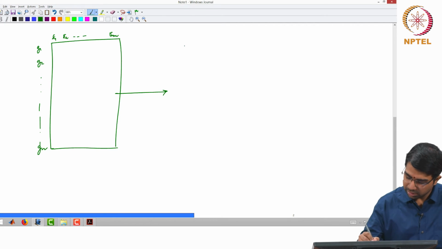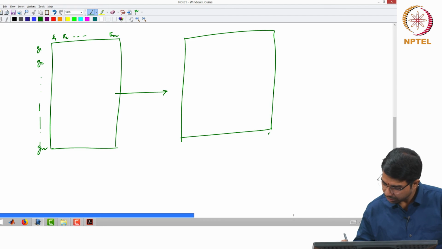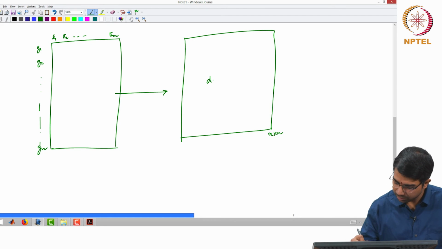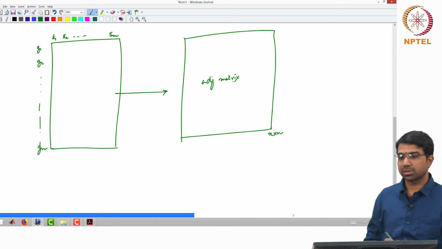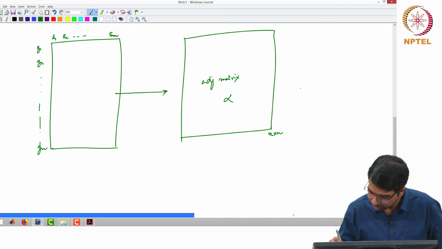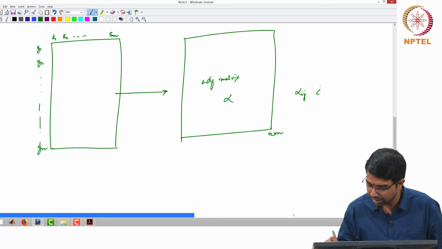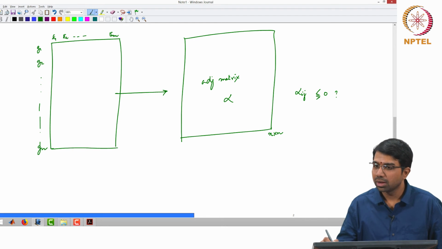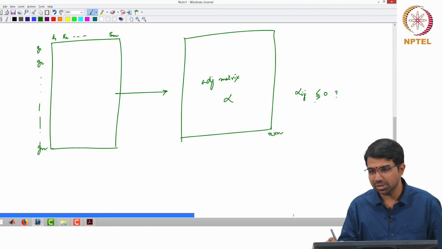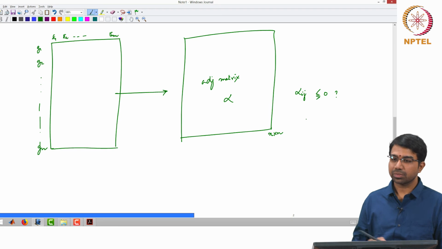From this you need to infer essentially an n cross n adjacency matrix, right, where you know let us call this alpha. So, where alpha i j you have to first find out whether it is less than or greater than 0 or equal to 0, right. First of all, whether it exists, then is it positive or negative, and what is the number exactly.